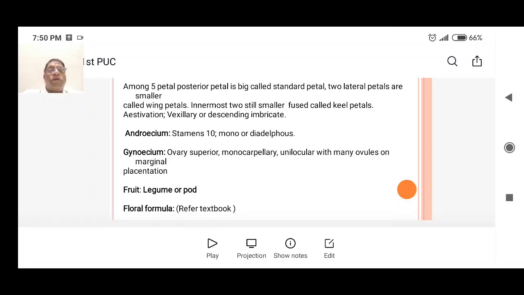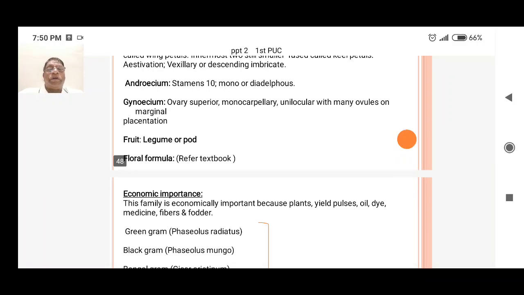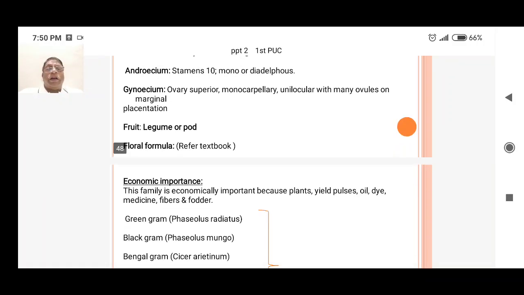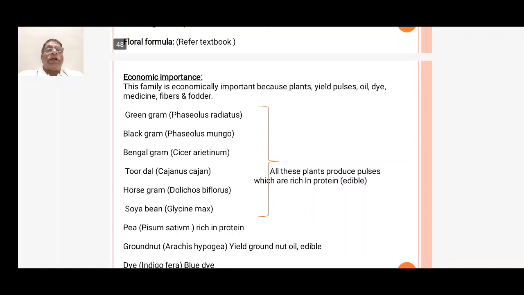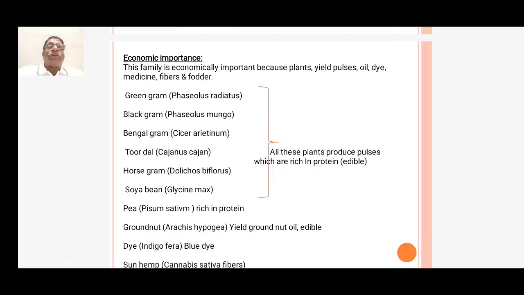Floral formula for this, you refer to the text. Now the floral diagram, you refer to the diagram. Next, economic importance. What is the economic importance of this family? As I already told you, this family is economically very important because the plants yield pulses. All pulse-yielding plants belong to this family.